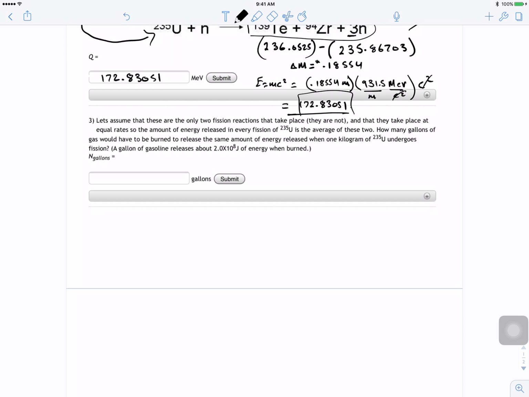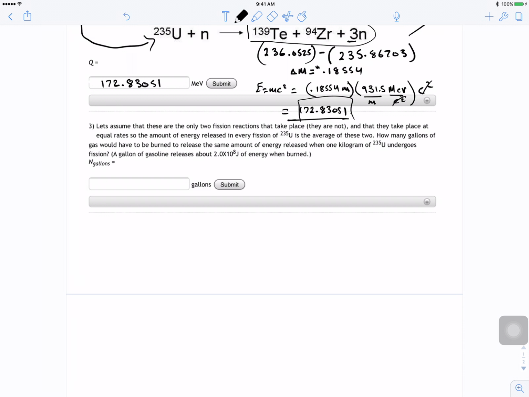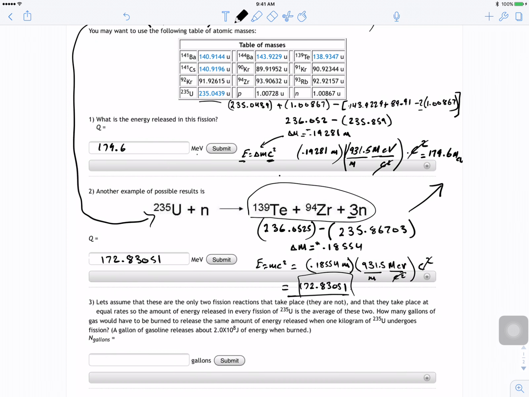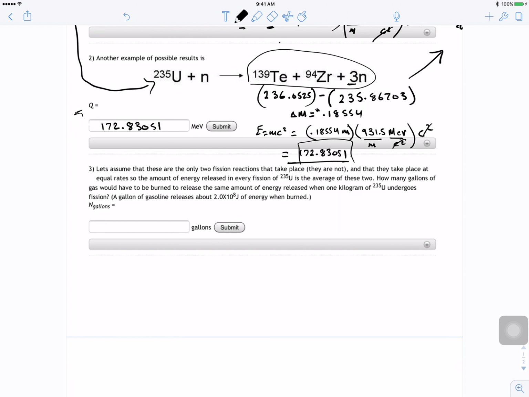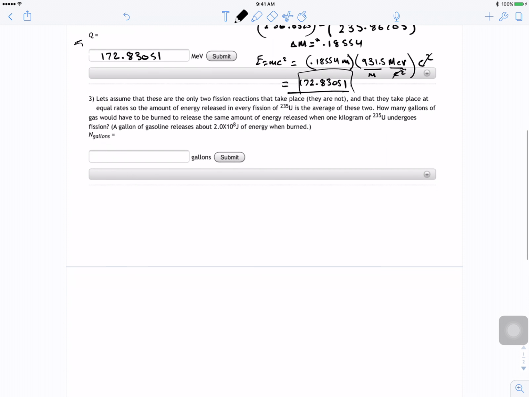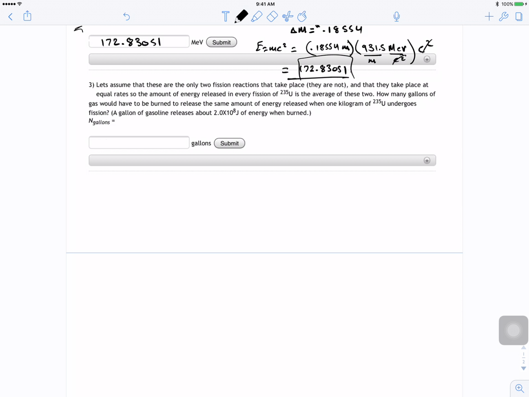So now they're asking us how many gallons we need to burn in order to get the same energy as when we fission 1 kilogram of uranium-235. They told us to take the average of the two fissions we have right here, per one fission reaction, per nucleus.